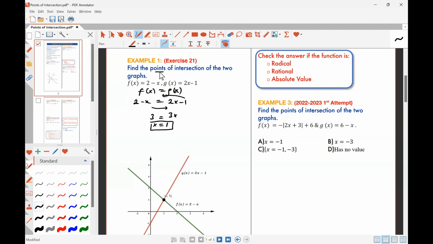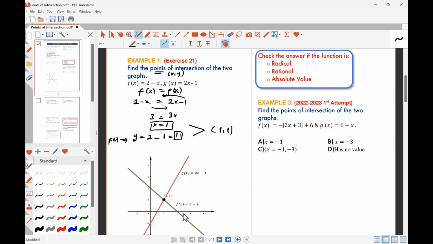I need a point. Point means x comma y. So to find y, I will be substituting 1 into either of the equations. Pick an equation. Both of them will satisfy. It doesn't matter which one you pick. Let me use the first one. So y equals 2 minus x, which is 2 minus 1. That gives me 1. So I used f of x. You can use g of x: when you substitute 1 for x in g, 2 times 1 minus 1 is 1, the same result. So I got my x, I got my y. The point is 1 comma 1.